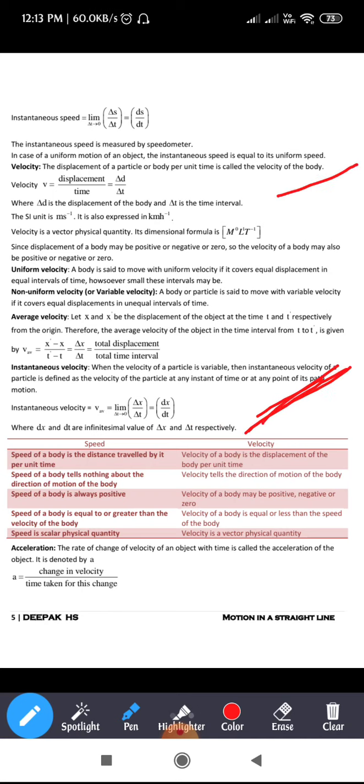Okay. Velocity, uniform velocity, variable velocity, average velocity and instantaneous velocity. So just go through this velocity. I'll give you a few minutes, then we will move to the difference between speed and velocity. Just go through everyone.